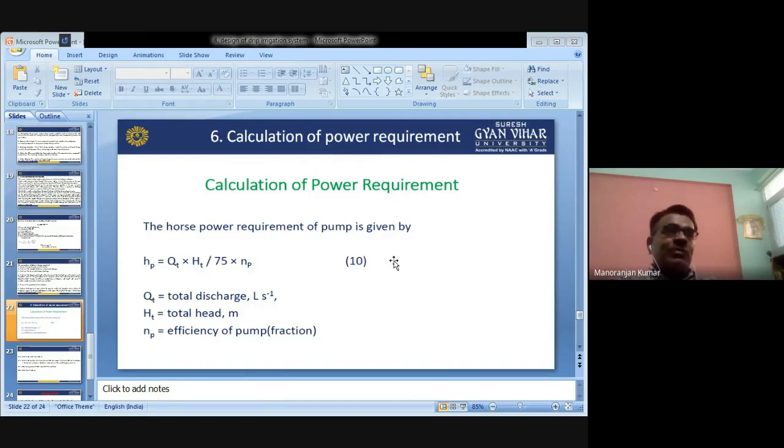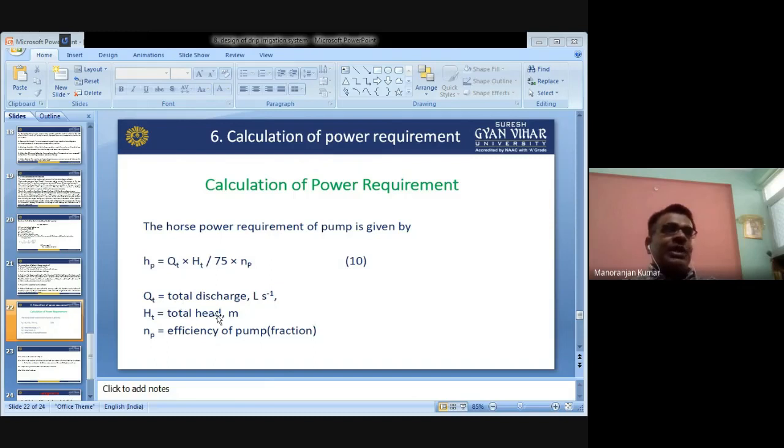The horsepower requirement of the pump you can calculate by this equation. Horsepower is equal to QT into HT divided by 75 into NP, where HP is the horsepower, QT is the total discharge in one shift or in one field. It is expressed in liter per second. You have to pay attention to this unit. So in this formula, Q is in liter per second.